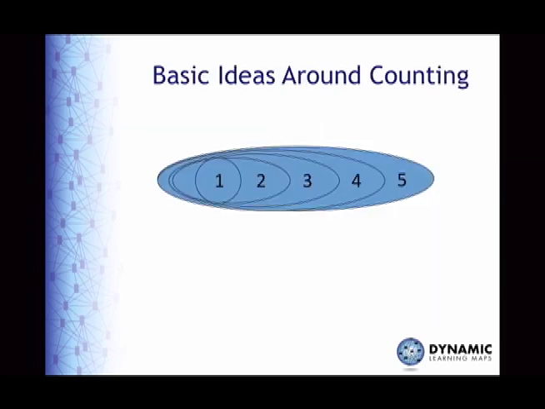Let's examine some basic ideas around counting. The first idea is the hierarchical inclusion of numbers. As the model depicts, we can see how the quantity of 4 holds within it the quantities of 3, 2, and 1, just as the quantity of 5 holds within it the quantities of 4, 3, 2, and 1.